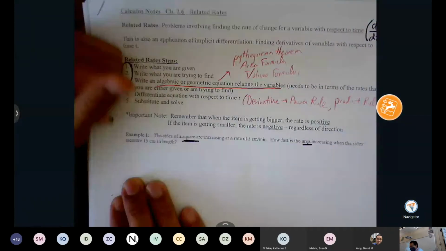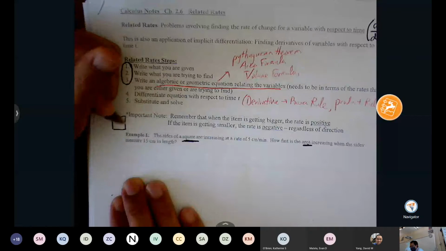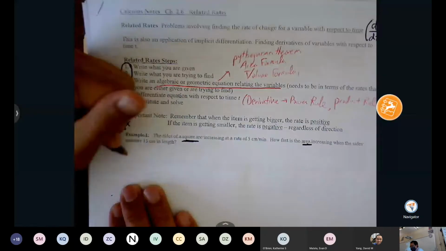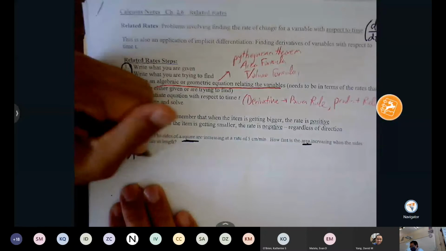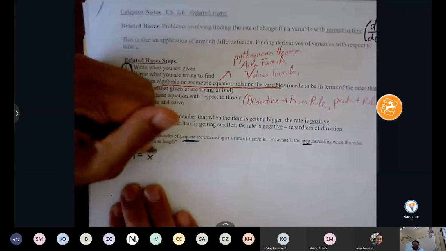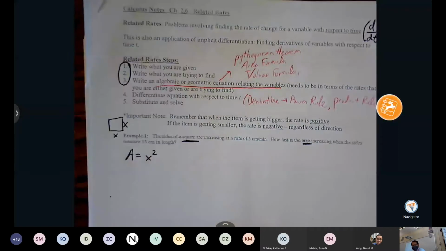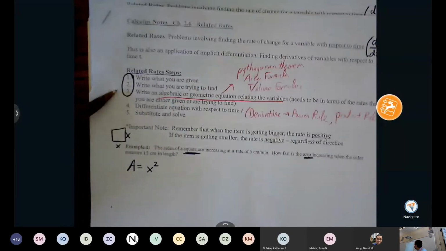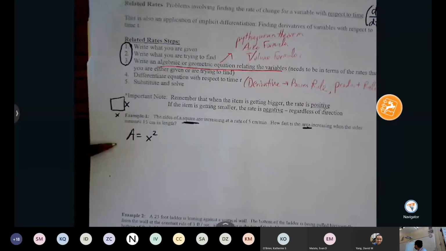I know that area of a square is width times width, side length times side length. I'm going to call them x's. So I'll say A is equal to x squared, right? Area is equal to side squared, x squared. So that takes care of my step 3, right? I have my equation that I'm starting with that's going to relate the variables in our problem.